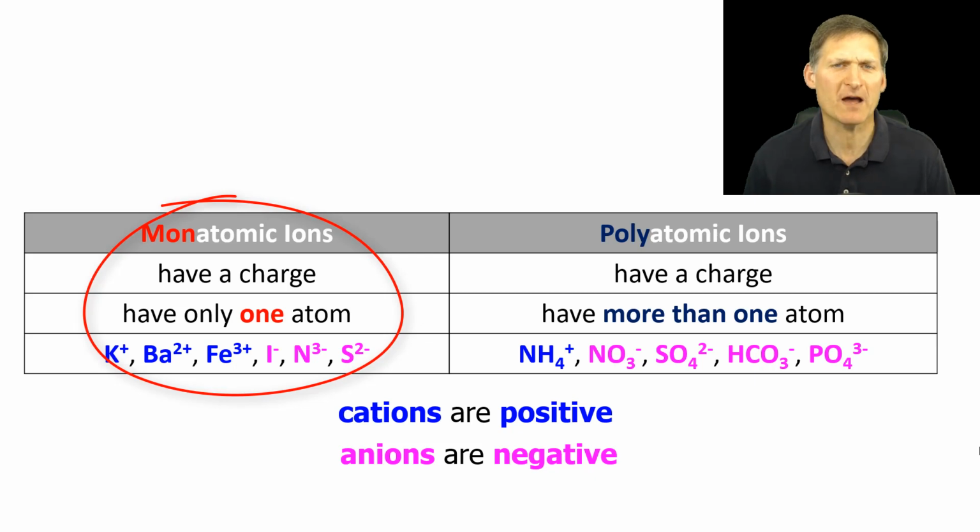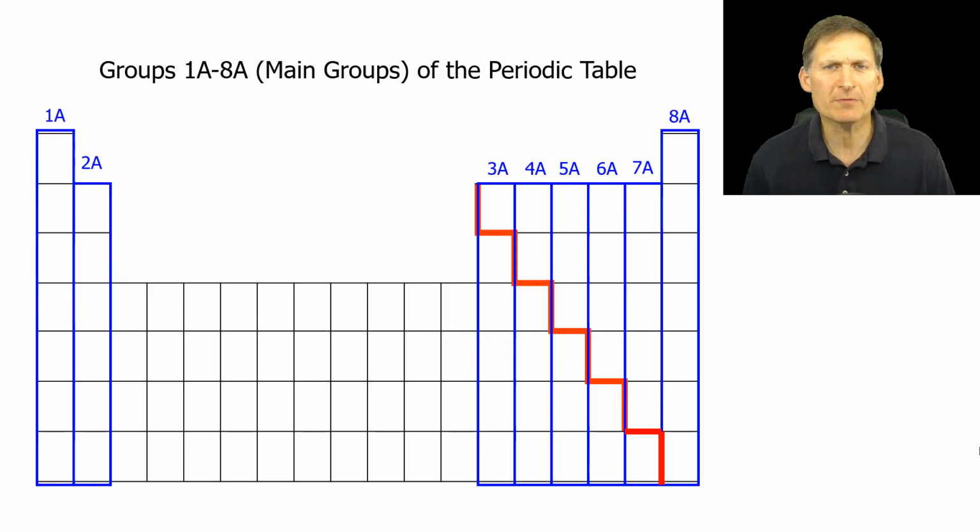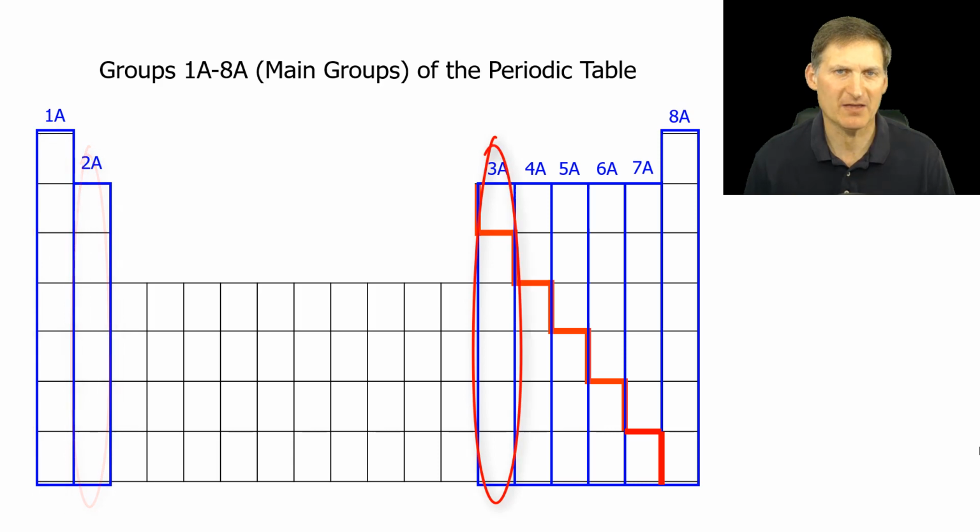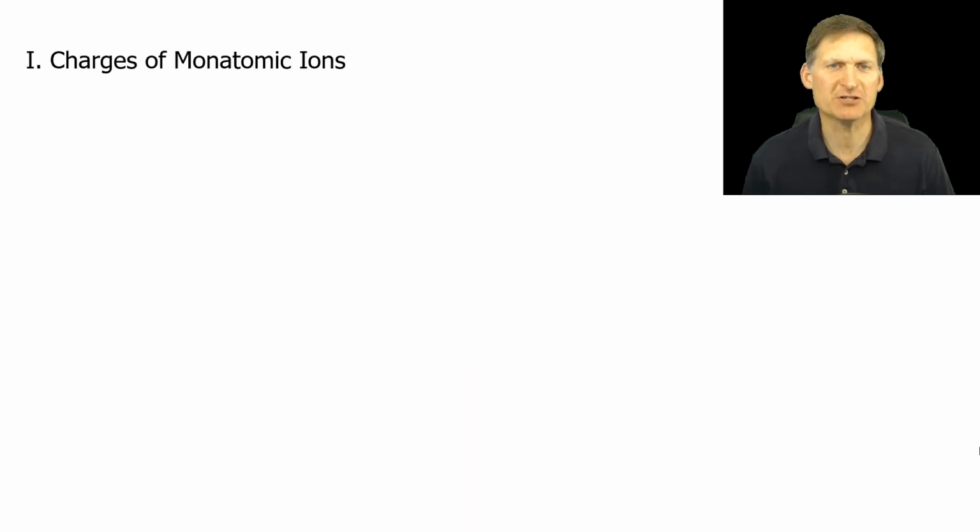But first, one final review concept. Recall the main group elements have certain group designations. We call this group 1A, this 2A, 3A, and so on, up to 8A. Remember these labels and have a periodic table handy as we proceed through this lesson. First, we'll cover charges, then names.